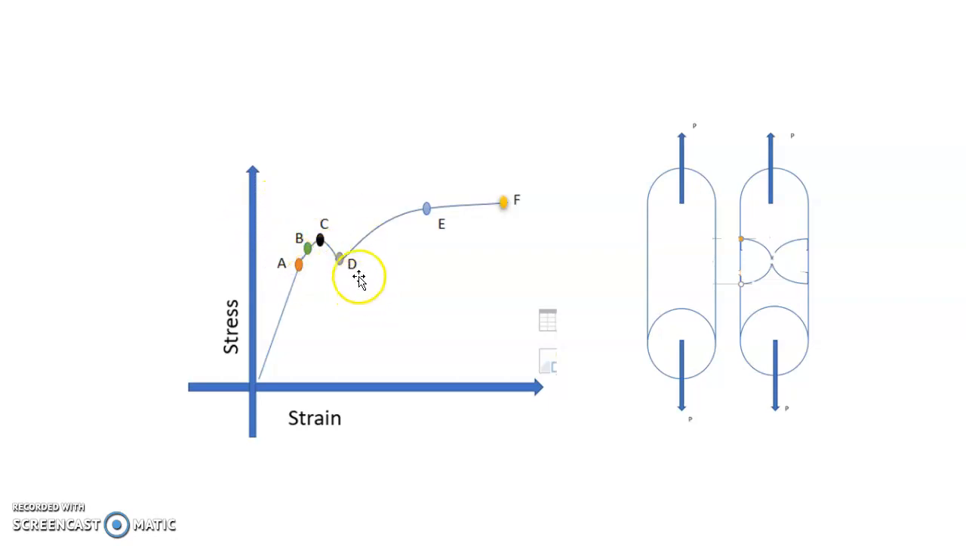After point D, the stress is increased, but not in proportion with the strain. So after B, we cannot say that it obeys Hooke's law. E is the point where the material reaches its ultimate strength, meaning up to that point the material can carry the load, but after point E it is going to break. F is the breaking point, the breaking strength.